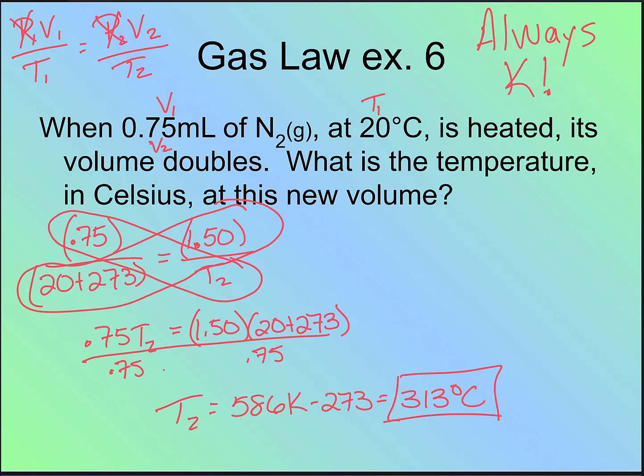Okay. Now, notice that your T1 was 20 and your T2 was 313, but your volume doubled. Why didn't your temperature double? Well, your temperature did double, but it doubled in kelvins, not in degrees Celsius. So keep that in mind. We always have to work in kelvins whenever we're dealing with gas laws. Let's see one more example.